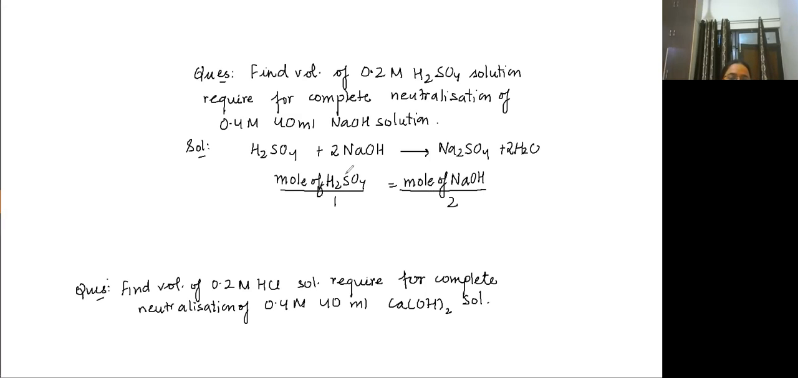How will you calculate moles of H2SO4? 0.2 into V. How will you calculate moles of NaOH? 0.4 into 40 divided by 2. So what will be the volume? 0.4 into 40 divided by 0.2 into 2. So volume will be 40 ml.